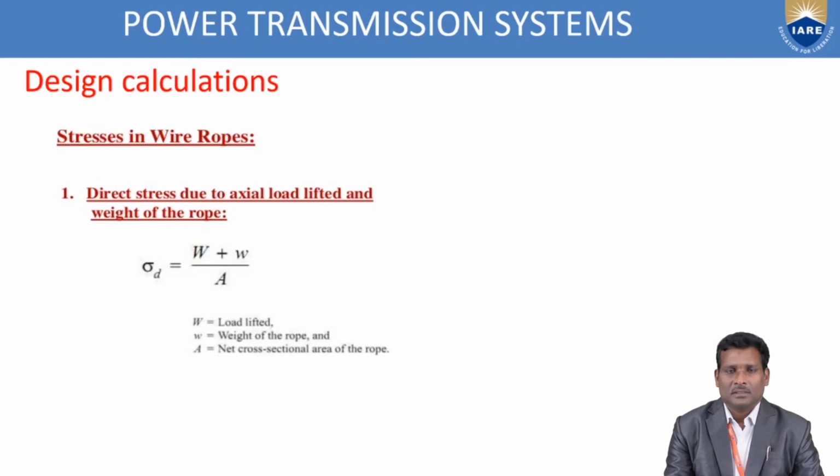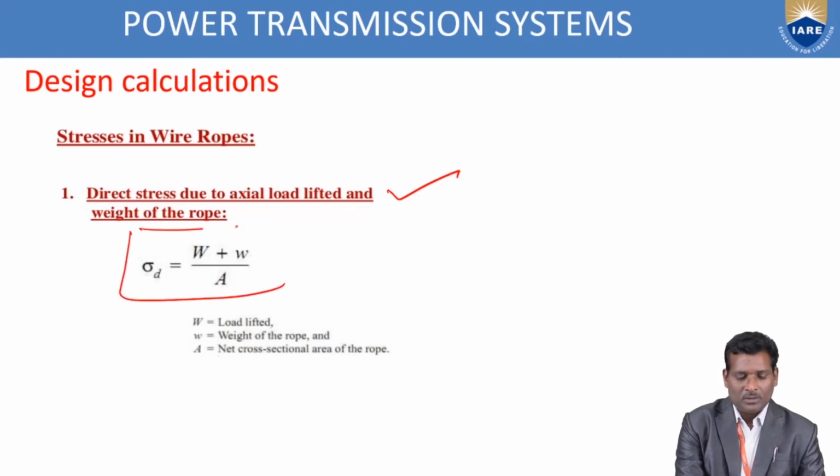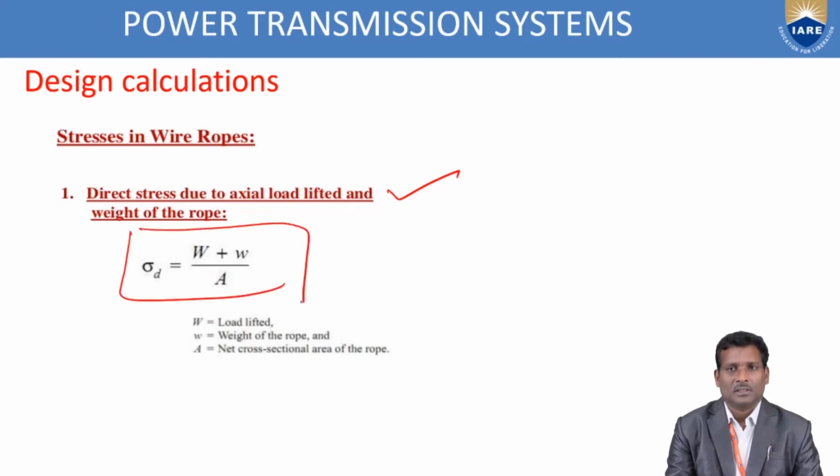Some design calculations. Many stresses act on wire ropes: direct stress, bending stress, and impact load. We will see them one by one. The first is direct stress due to the axial load. The direct stress formula is (W + w)/A, where capital W is the load lifted, small w is the weight of the rope, and A is the net cross-sectional area of the rope.